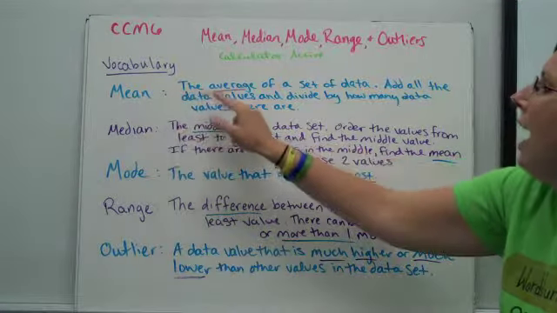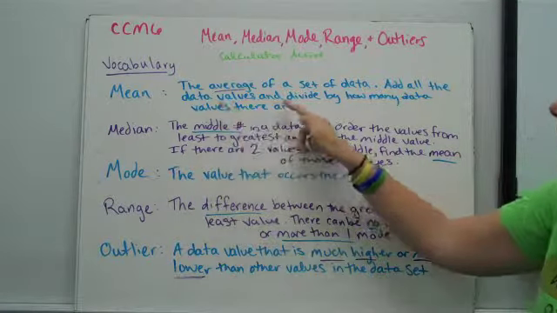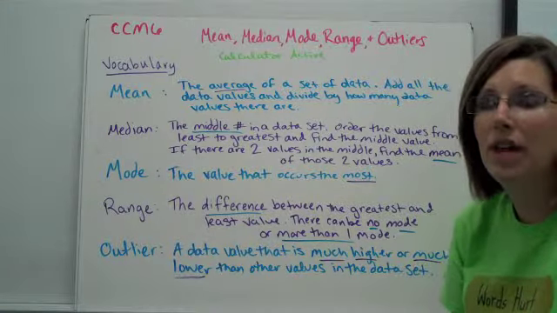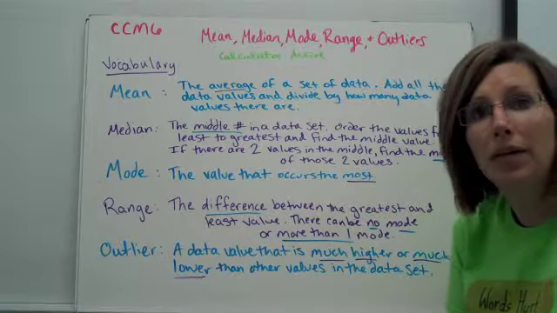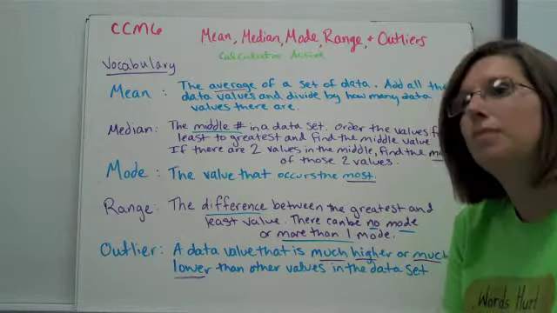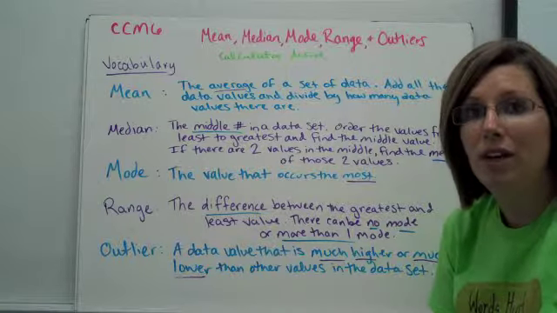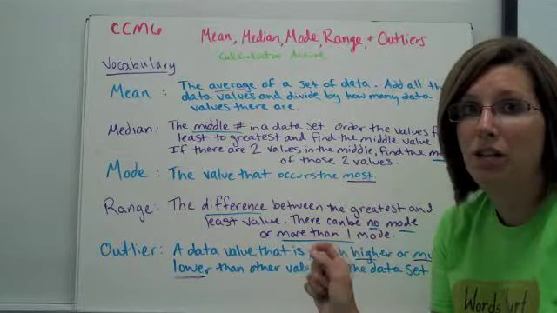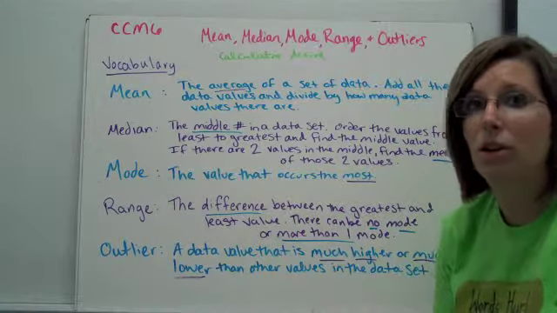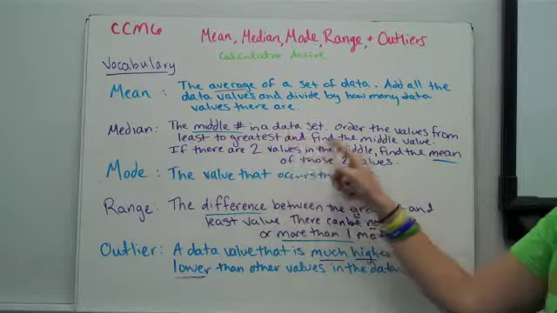The mean is the average of a set of data. To find the mean, you're going to add all the data values together and divide by how many data values there are. So if there's 12 pieces of data, you're going to add them all up, hit enter in your calculator, then divide that sum by 12 because there were 12 data values. To find the mean, you do not have to have your data values lined up in order from least to greatest. They can be in any order as long as you make sure you use all the data values when you're calculating the mean.